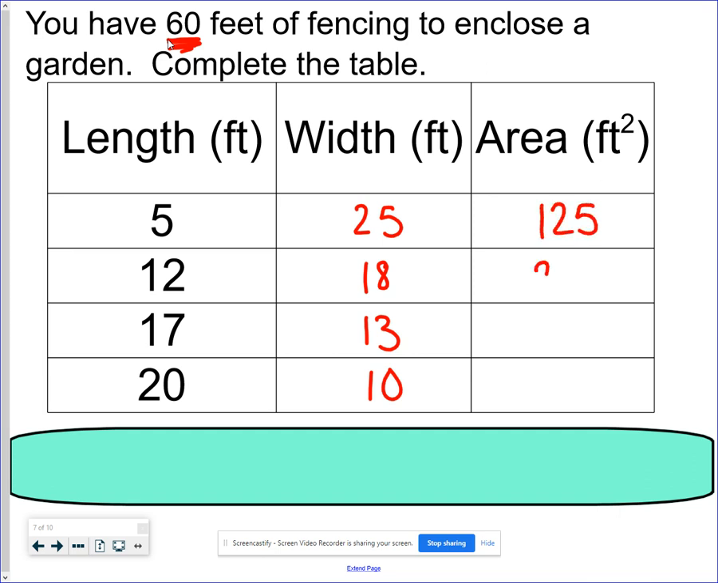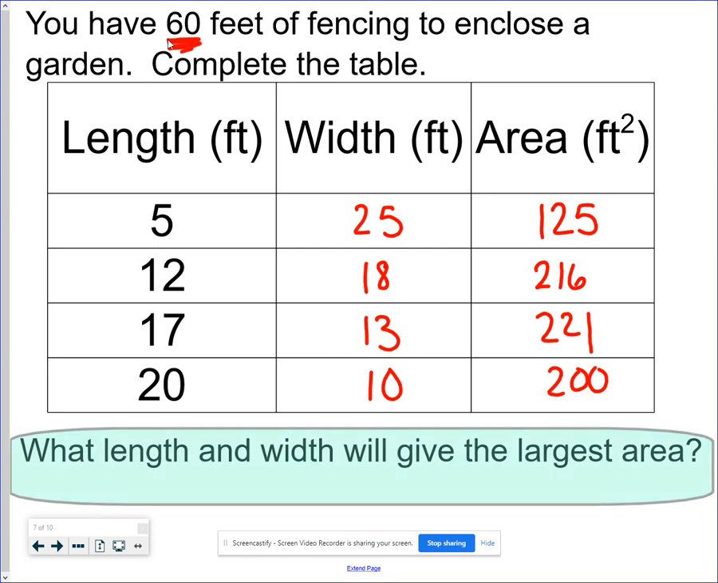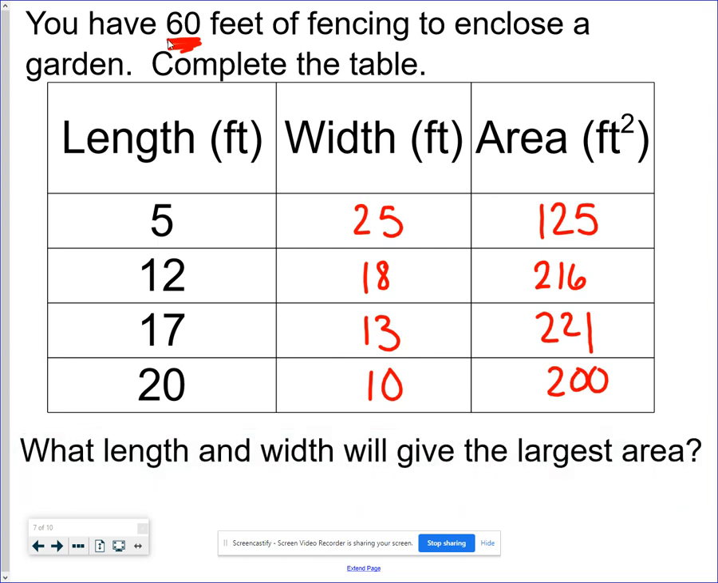12 times 18 is 216, and this is all in square feet. 13 times 17 is 221, and 20 times 10 is 200. Now, my question, after we finish up that whole table, is what length and width will give me the biggest area? And I'm going to say it's not one of them from the table.